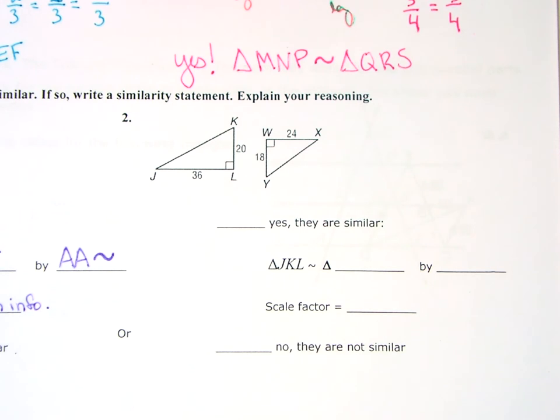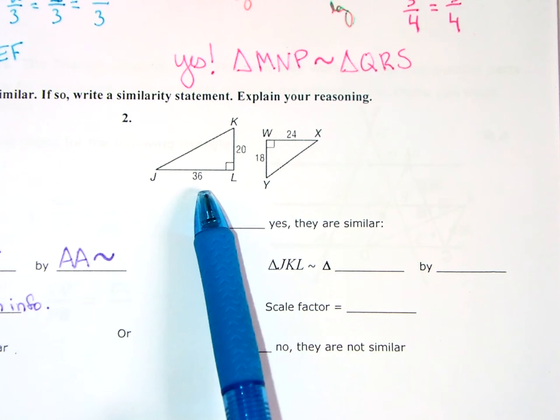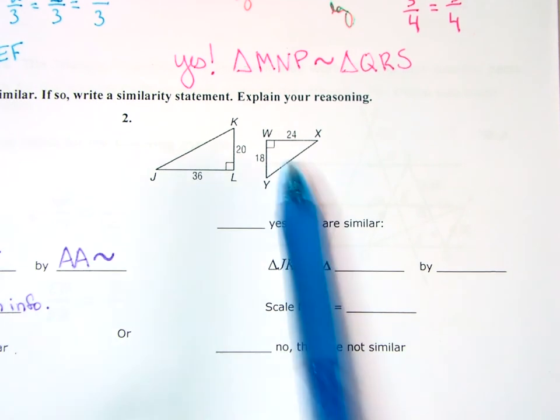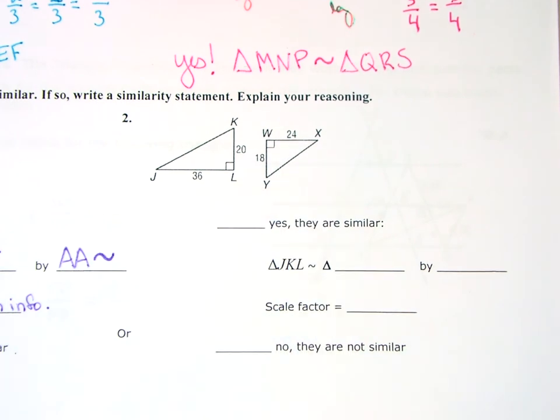On number 2, I only have one pair of angles. I have those 90-degree angles, the L and the W. So I know I have one angle, but I don't have two, so I can't use angle, angle. I have two sides from this triangle, and two sides from this triangle, so I can't use side, side, side, because I only have two sides. Well, I guess I could use Pythagorean theorem and try to find the third side.